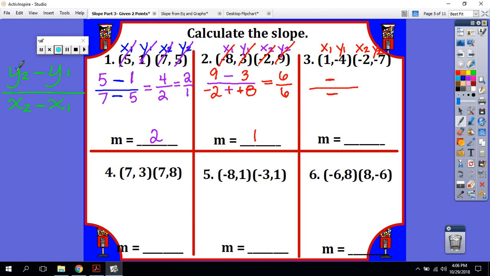Y sub 2. Y sub 2 is negative 7. So right here is going to go my negative 7. All right. Top right is your y sub 1. Y sub 1 is a negative 4. So right here I need to write negative 4. On the bottom, my x sub 2 is negative 2. And my x sub 1 is a positive 1.